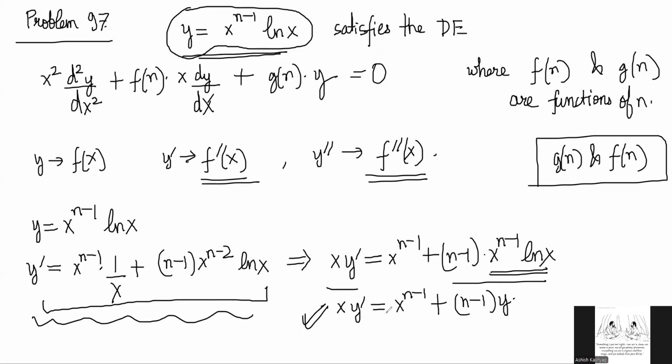So I will write that here. We have xy dash is equal to x power n minus 1 plus n minus 1 into y. And now I will differentiate this again. So I get x y double dash plus y dash is equal to n minus 1 x power n minus 2 plus n minus 1 y dash, right?